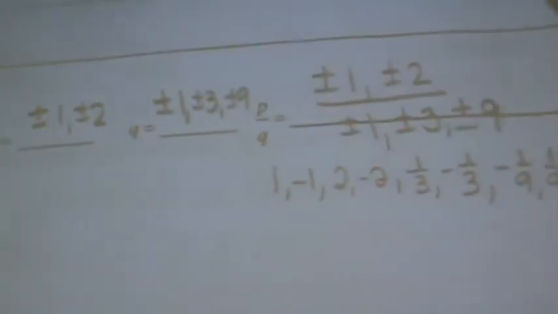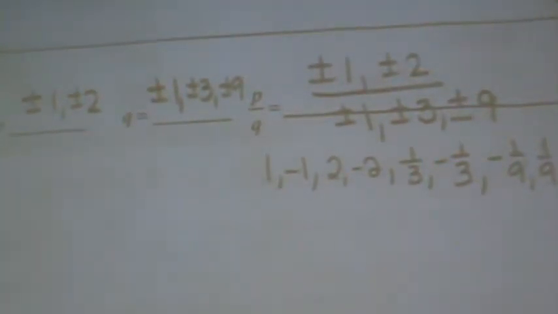Now, what I would do is put my numbers in order from least to greatest. Where did 1, 3, and 9 come from? What numbers are factors of 9? 9 is your Q value. What numbers go into 9? 1 goes into 9, 3 goes into 9, and 9 goes into 9. So it's P over Q.